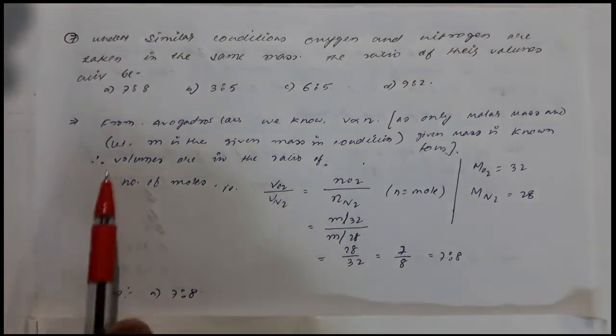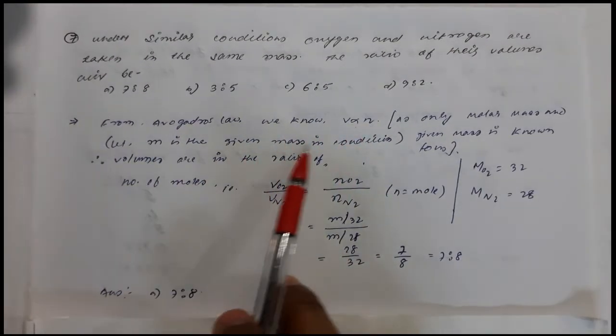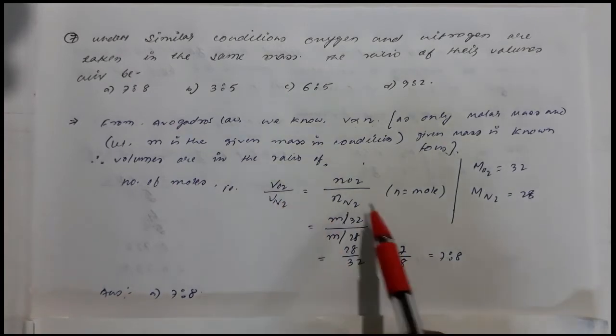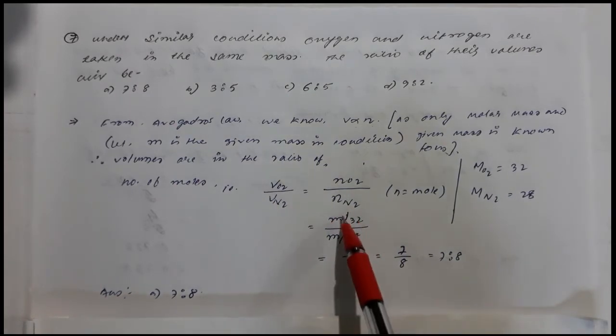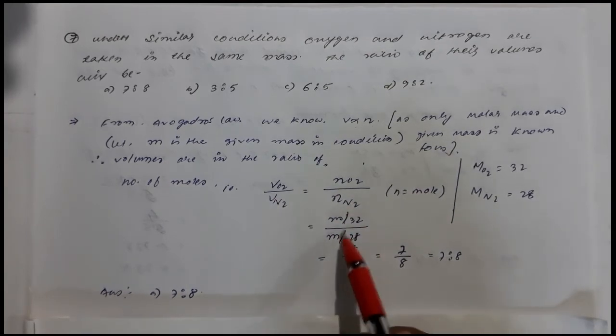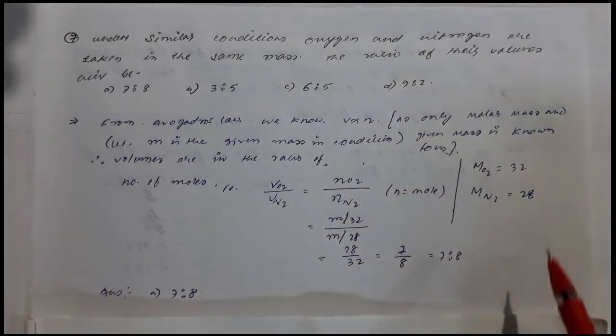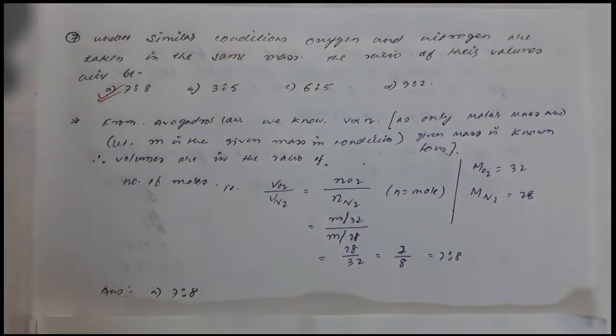From Avogadro's law, we know V is directly proportional to n. Let M be the molar mass. Moles means given mass divided by molar mass. So mole of N2 means this, the mass will cancel out, 28 will go there and 32 will come out here. So it is 7 to 8. This is the correct option for you.